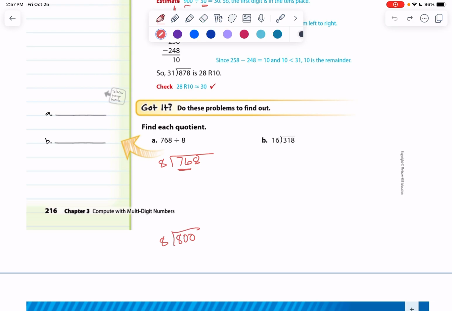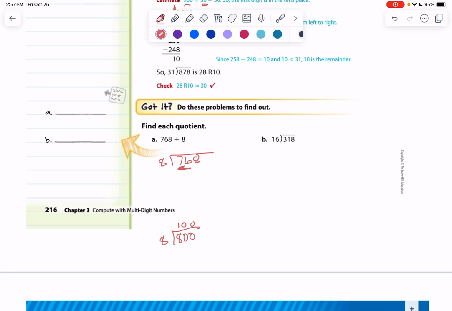8 times 100 is 800. Now, the only problem with that is that our quotient won't be 3 digits because I can't make a group of 8 out of 7. But I can skip count by 8s and see where I come up close to 76.